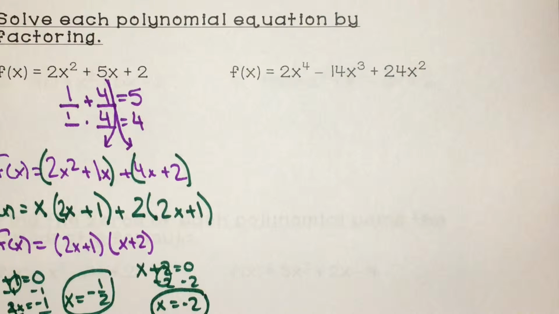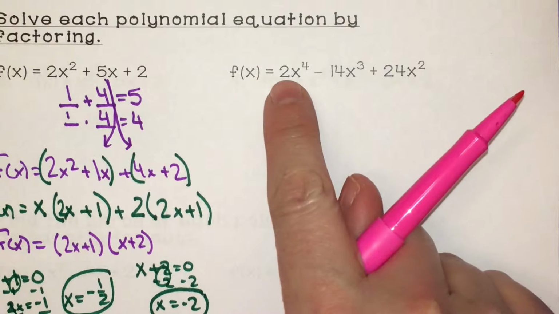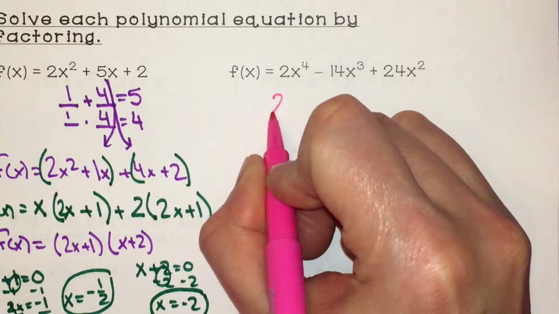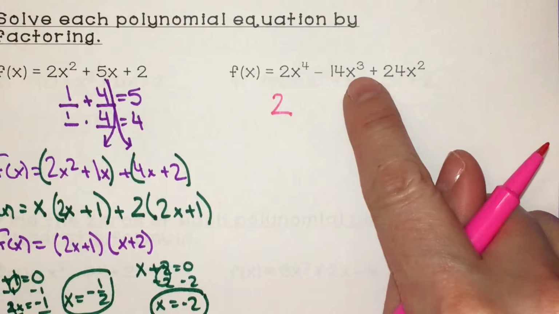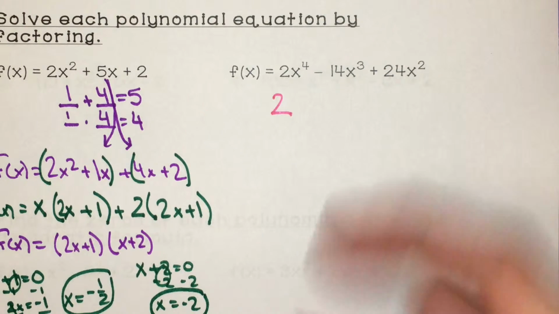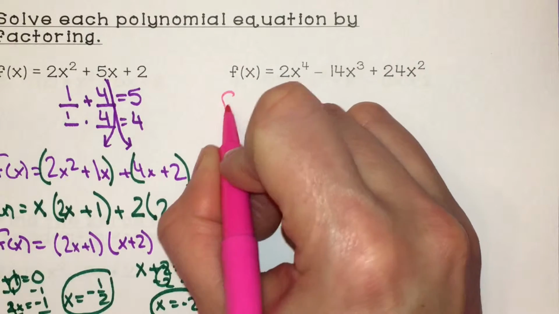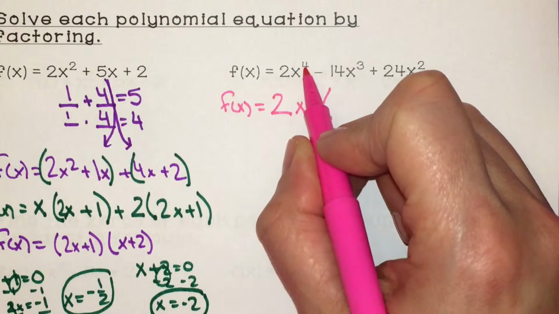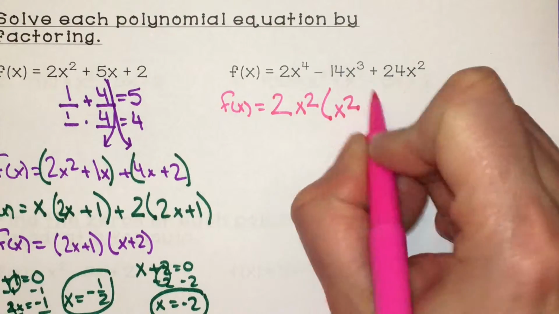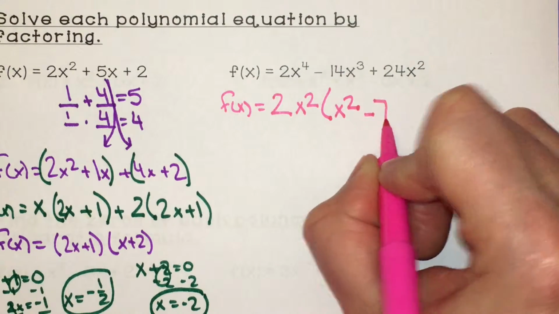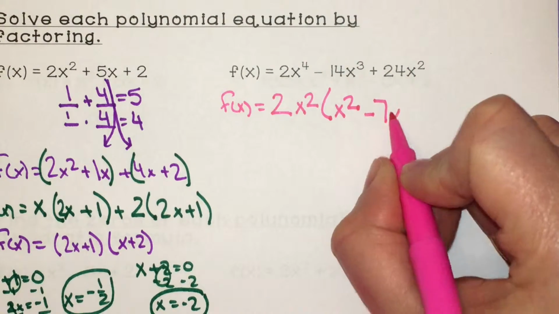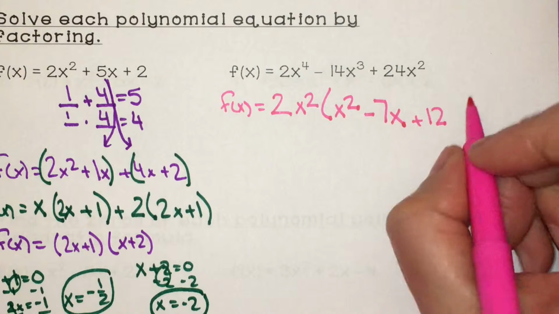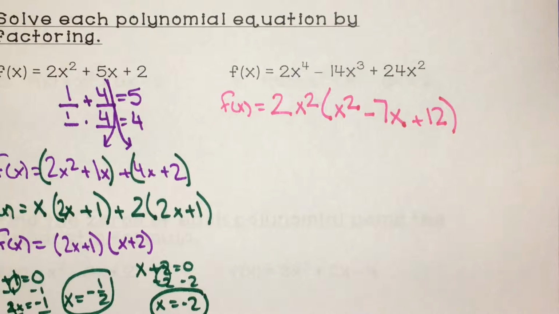In this one, I can see right away I can factor something out. Every coefficient can be divided by 2. So I'm going to factor out a 2. And we have x to the 4th, x cubed, and x squared. So I can divide everything by x squared. So I'm going to factor that out. And I'm left with 2 divided by 2 is 1, and x to the 4th divided by x squared is x squared, minus 14 divided by 2 is 7, x cubed divided by x squared is x, plus 24 divided by 2 is 12, x squared divided by x squared is 1, so 12 times 1 is just 12.